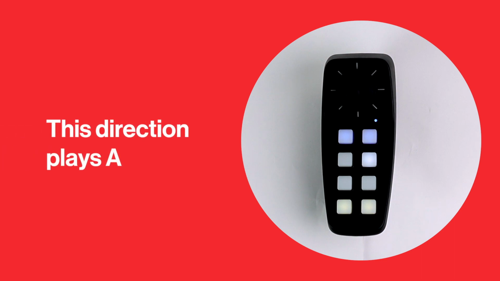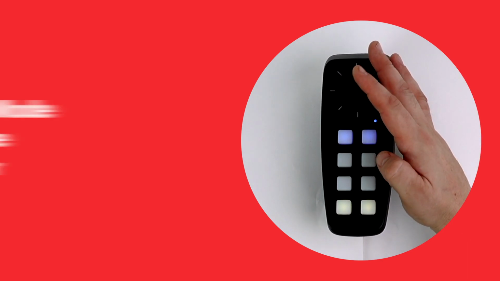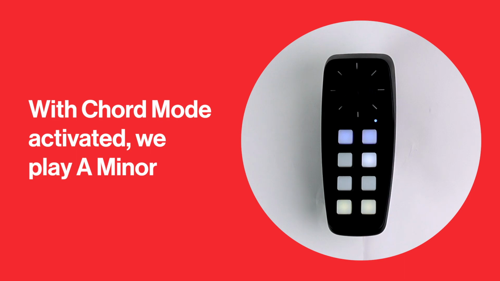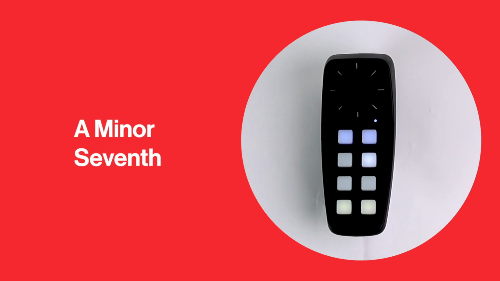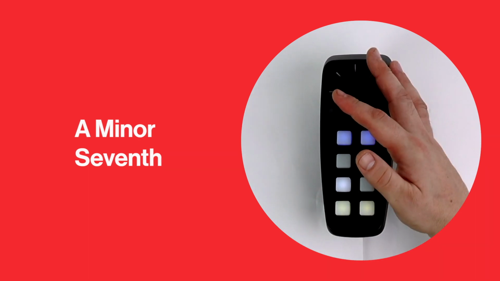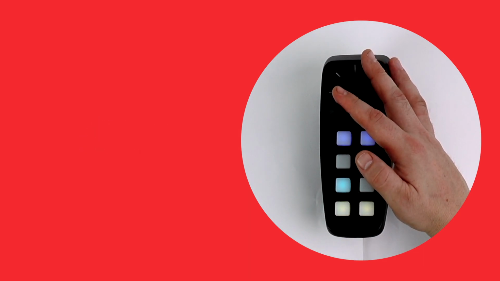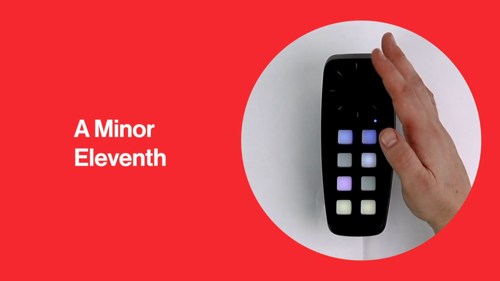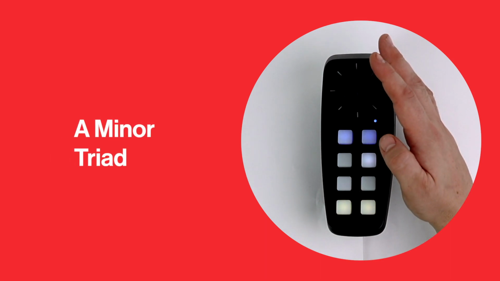If I play another direction on the joystick and do the same, it will play the relevant chords to that direction. This direction plays A. When I turn chord mode on, we play A minor, A minor 7th, A minor 9th, and A minor 11th. And back to the triad.